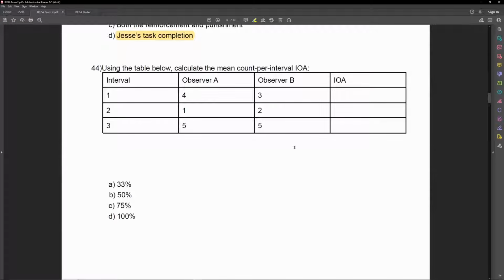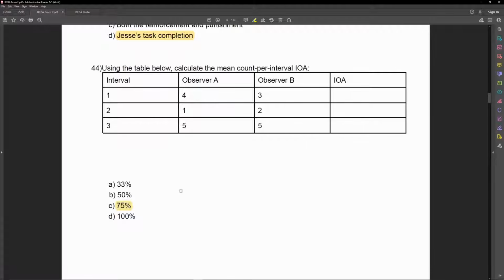So if we divide 3 by 4 and multiply that by 100, what will we get? We are going to get 75%. If we divide 1 by 2 and multiply that by 100, what are we going to get? 50%. And if we divide 5 divided by 5 and multiply that by 100, we're going to get 100%. So we have our total counts for each interval. Now all we do is add that up and find the average. So we add 75 plus 50 plus 100, divide by 3, you get 75%.